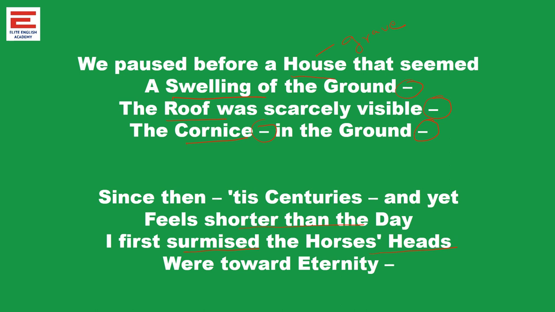She thinks that the heads of the horses indicate eternity. Please make a note of it. After seeing the heads of the horses, she thinks of eternity. Eternity refers to endless nature. So suddenly the poet thinks, for many years, many centuries, the same things happen. The people are born and they die and they come to the graveyard. But for them, probably it looks like a day.